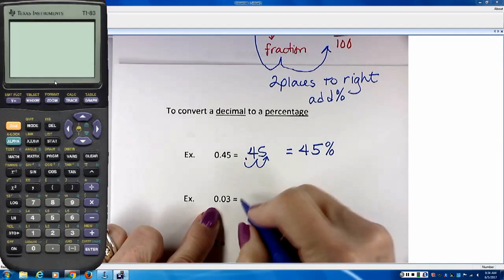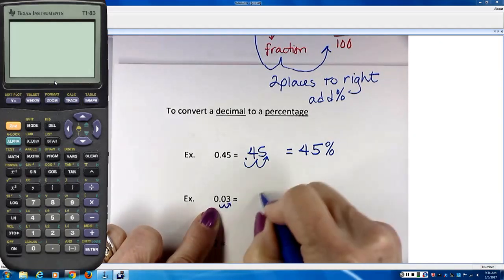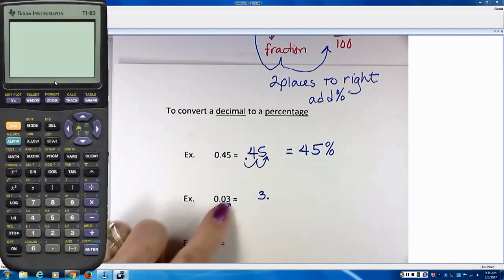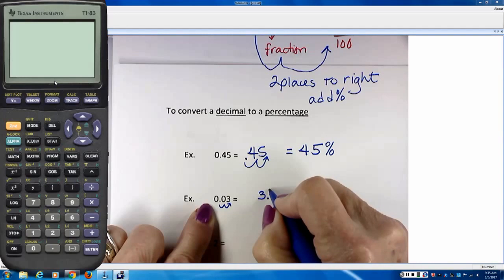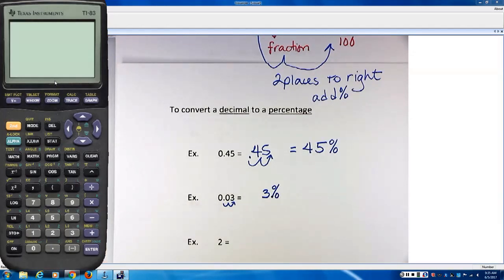0.03. You're going to start with where it is, 1, 2. So that's going to be 3 with the decimal after it. Now I don't need the zeros in front anymore, so I can leave those out. And replace your decimal with a percent sign.